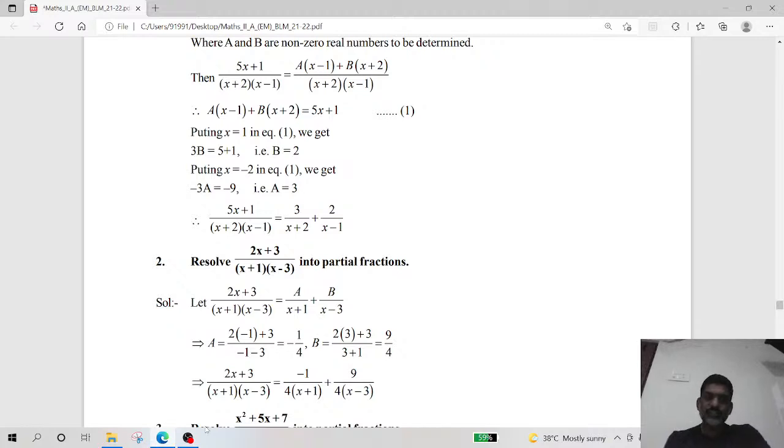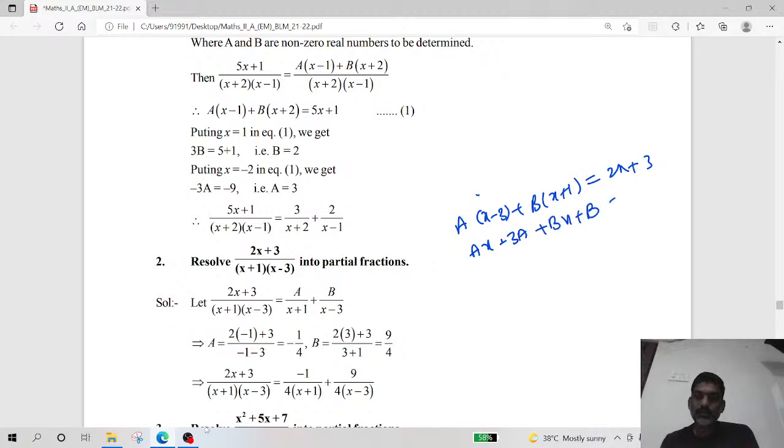Better to do it the first way only, sir. If you do it the first way, what do we get here? a times x minus 3 plus b times x plus 1, which is equal to 2x plus 3. Then we get ax minus 3a plus bx plus b, which is equal to 2x plus 3.